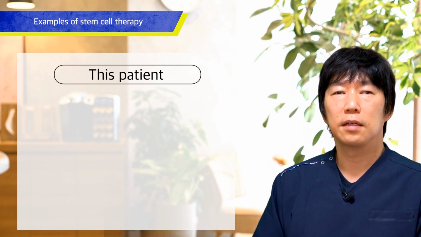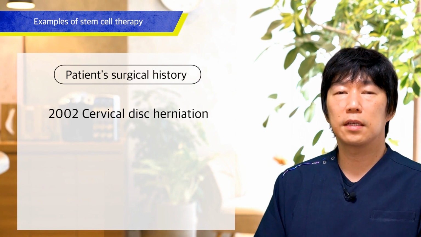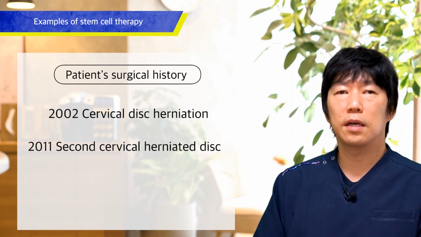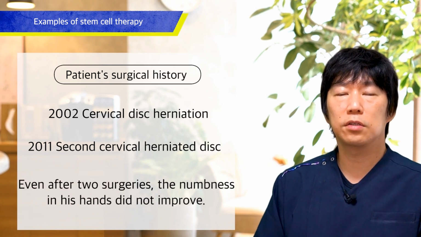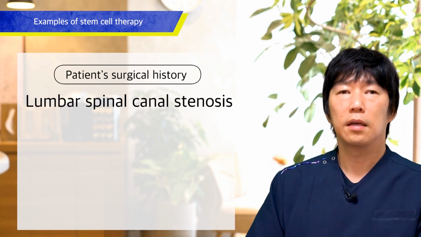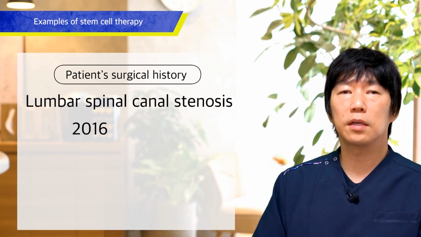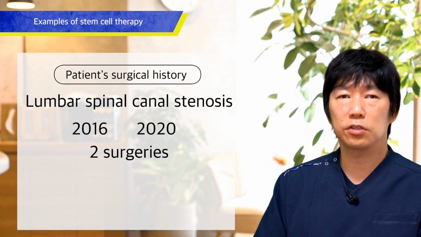This person had such severe numbness in their hands that they underwent surgery for cervical disc herniation in 2002. However, the numbness in the hand did not subside, so in 2011, I underwent another surgery for cervical disc herniation. However, even after the second surgery, the numbness in the hand did not go away. Regarding lumbar spinal stenosis, 2 surgeries were performed in 2016 and 2020, which alleviated the intermittent claudication.